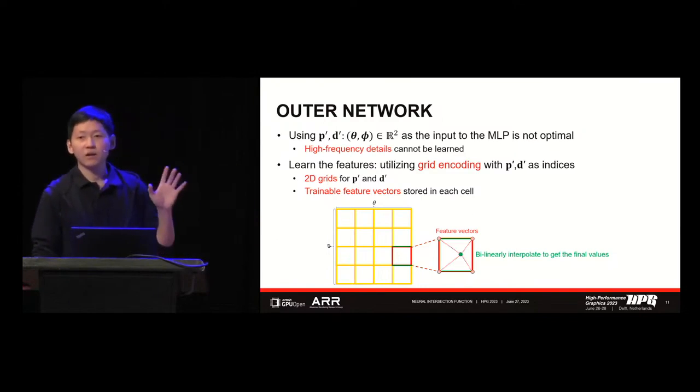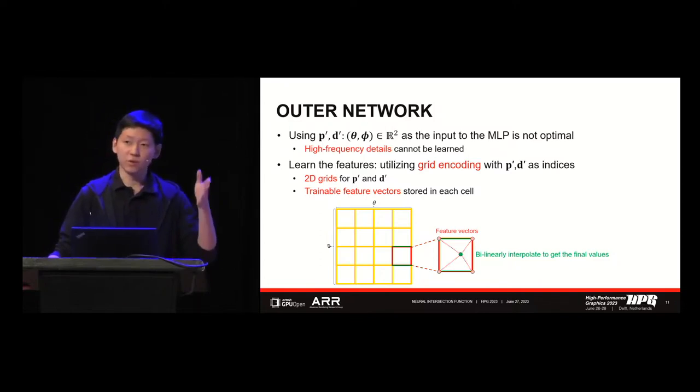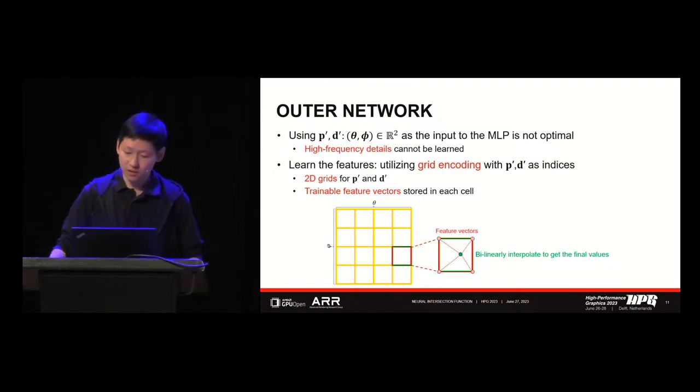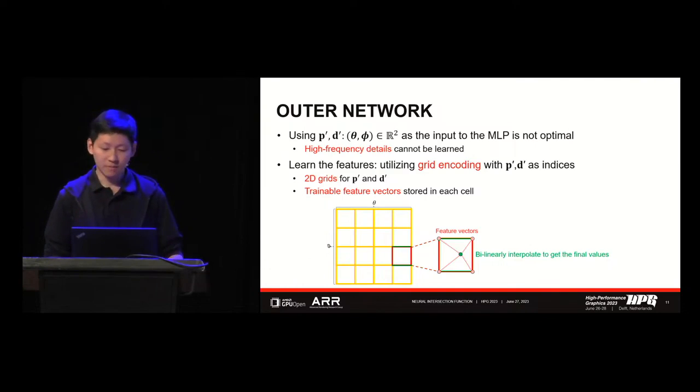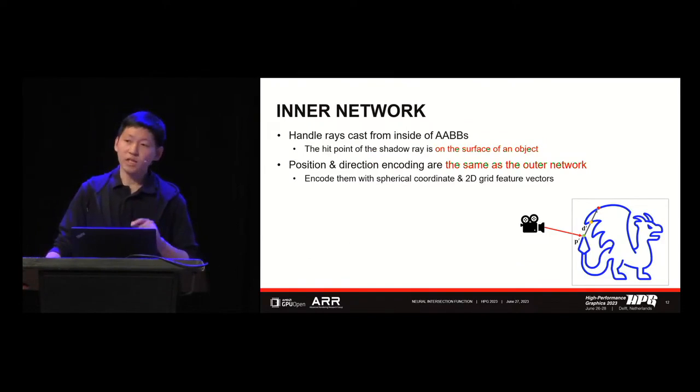Inside the grid, there are trainable feature vectors that will be retrieved when being indexed. Sometimes the value itself is not an integer, so it will not sit directly on the cell itself. Here, the bilinear interpolation method is used to get the actual trainable feature vectors. For the inner network, it will be very similar, but now we need to consider whether the object itself is concave.